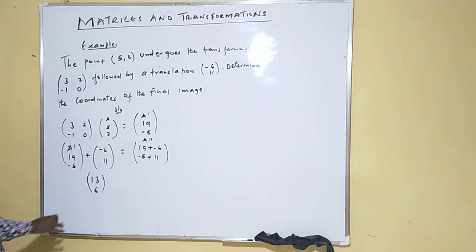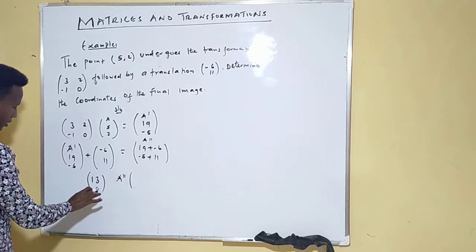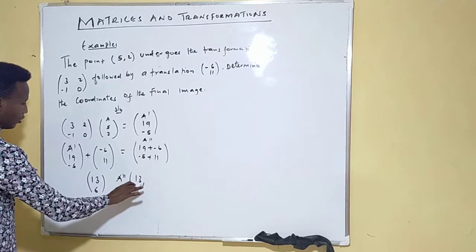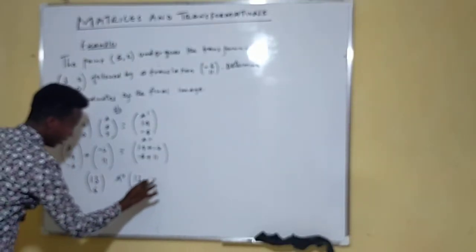So this is in column vector, but you're told to determine the coordinates of the final image. So you're going to say A double prime will be, in point form, (13, 6), okay? 13, 6. Just understand that.